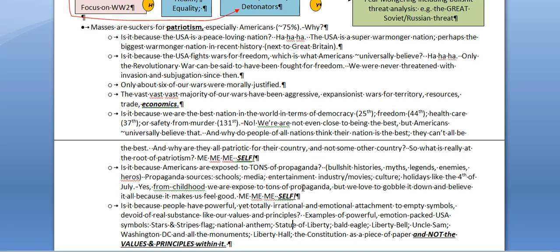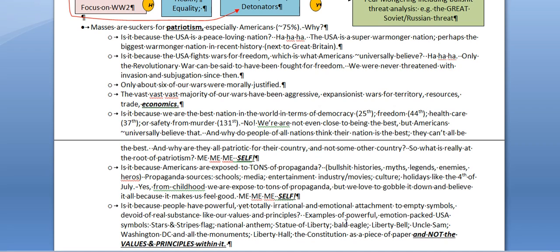Is it because people have a powerful yet totally irrational and emotional attachment to empty symbols, devoid of real substance like our values and principles? Examples of powerful, emotionally packed USA symbols: the stars and stripes flag, right? Man, if someone burns a flag, people are willing to kill that person. Beat the hell out of them for a stupid cloth. National anthem. Take away freedom of speech for a symbol. Are you kidding me?